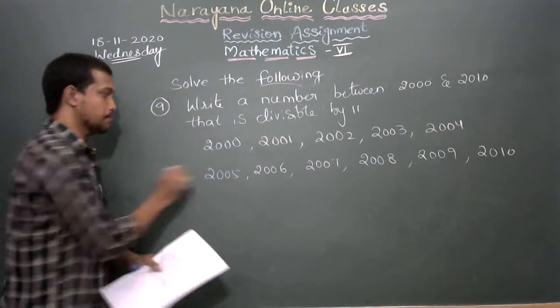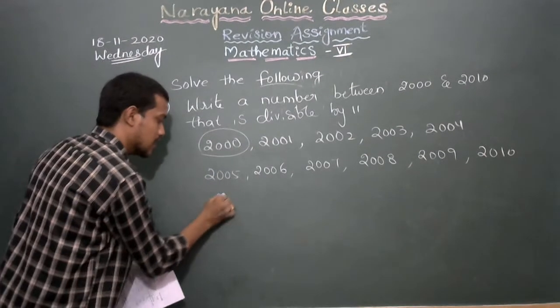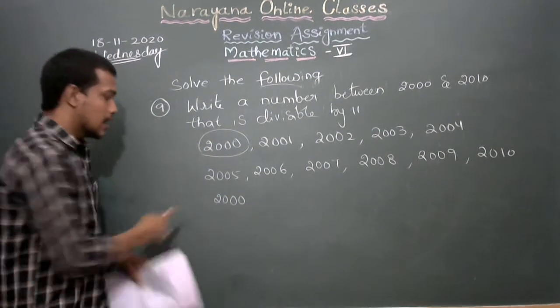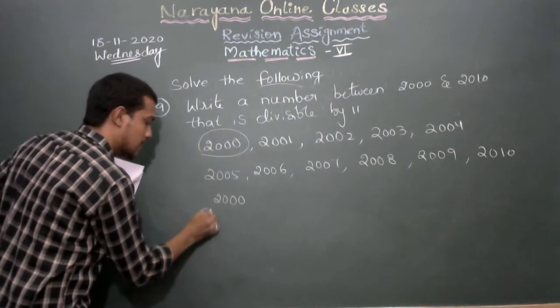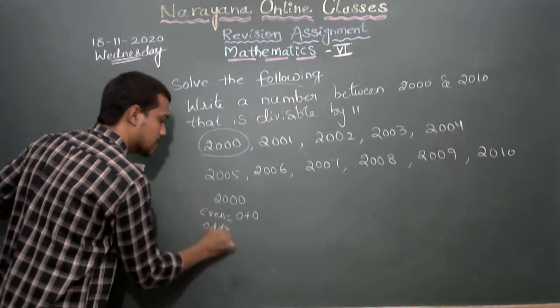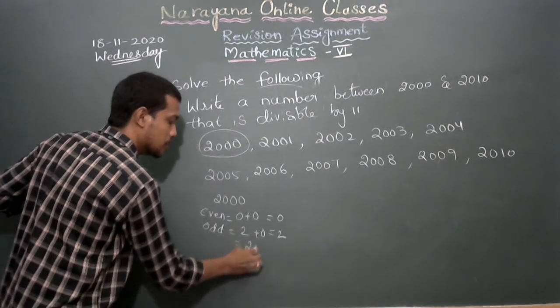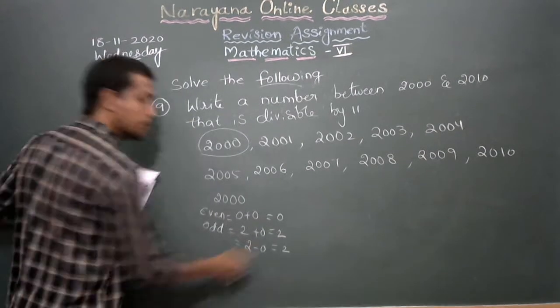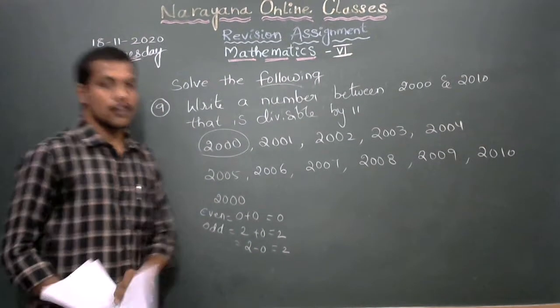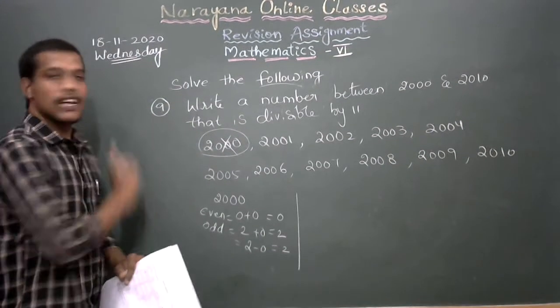Now verify. 2000. Again, the same procedure. Even places: 0 plus 0. Odd places: 2 plus 0, which is equal to 2. So even is 0 and odd is 2. 2 minus 0 means 2. Is 2 divisible by 11? Wrong. So this number is not divisible by 11.